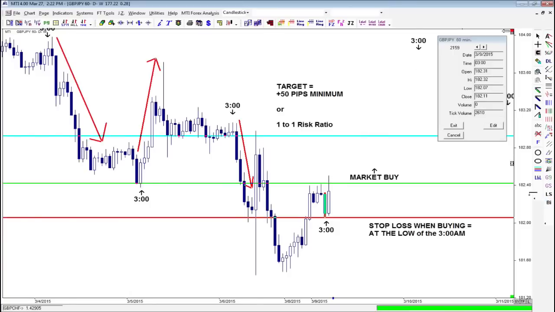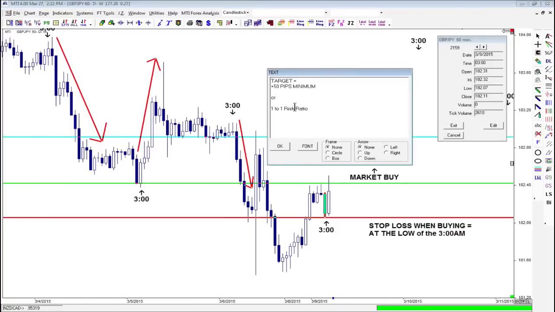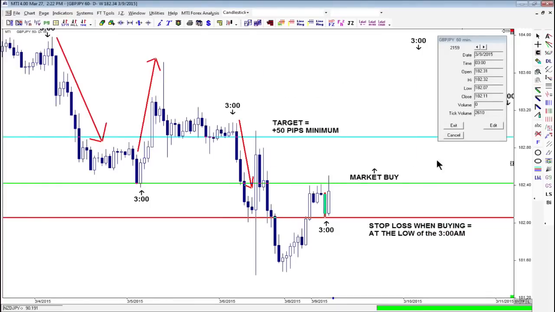Actually, let me go ahead and remeasure that. It's here. Let me pull this back out. Make sure I'm doing this right. So we have 50 pips. So 182.92, right about there. So we're going after 50 pips. Let me edit this here. So our target is 50 pips. It's getting on first base, that 1-to-1 risk ratio.